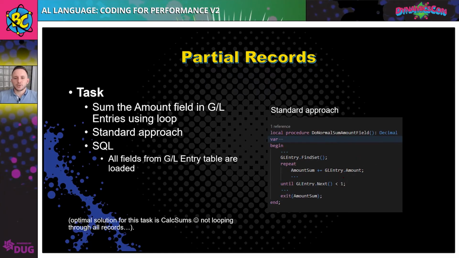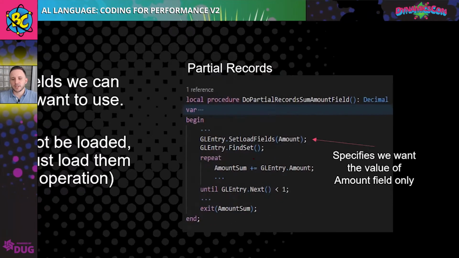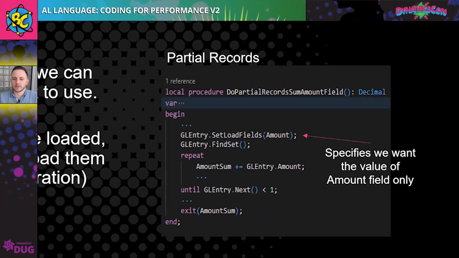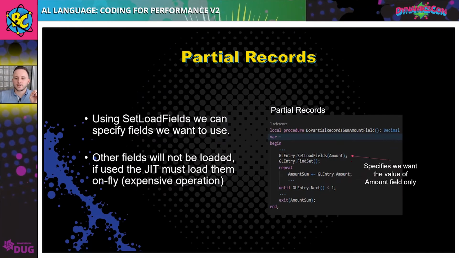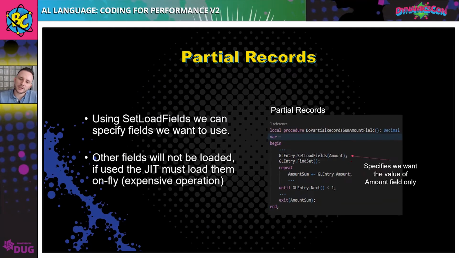This is the standard approach. This is the approach with partial records. The result will be the same. We only edit this line, and this line specifies that we want to use only the amount field. This difference is huge. You cannot say it from the pictures, but we edit one line, and the difference is huge.